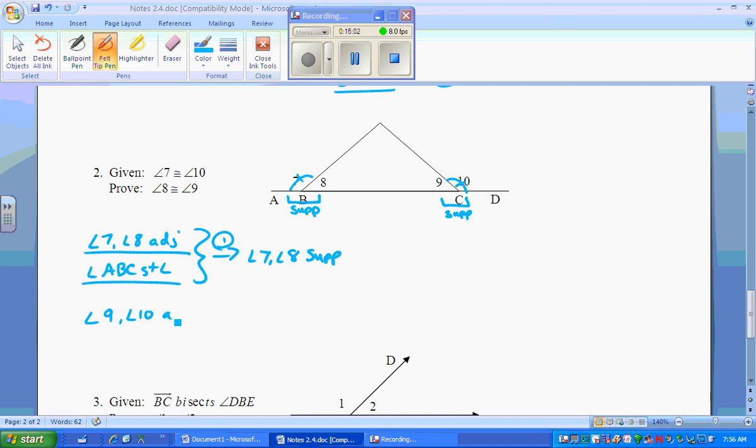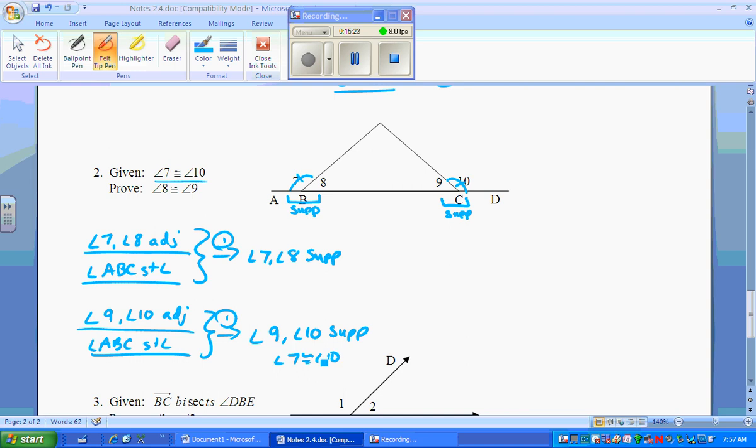9 and 10 are adjacent. Angle ABC is still straight. Those two together, same reason. Angles 9 and angle 10 are supplementary. Not the same angles, but we knew that 7 and 10 were congruent. Given, underline it. Reason 2, we're done with our proof. Angle 8 is congruent to angle 9.